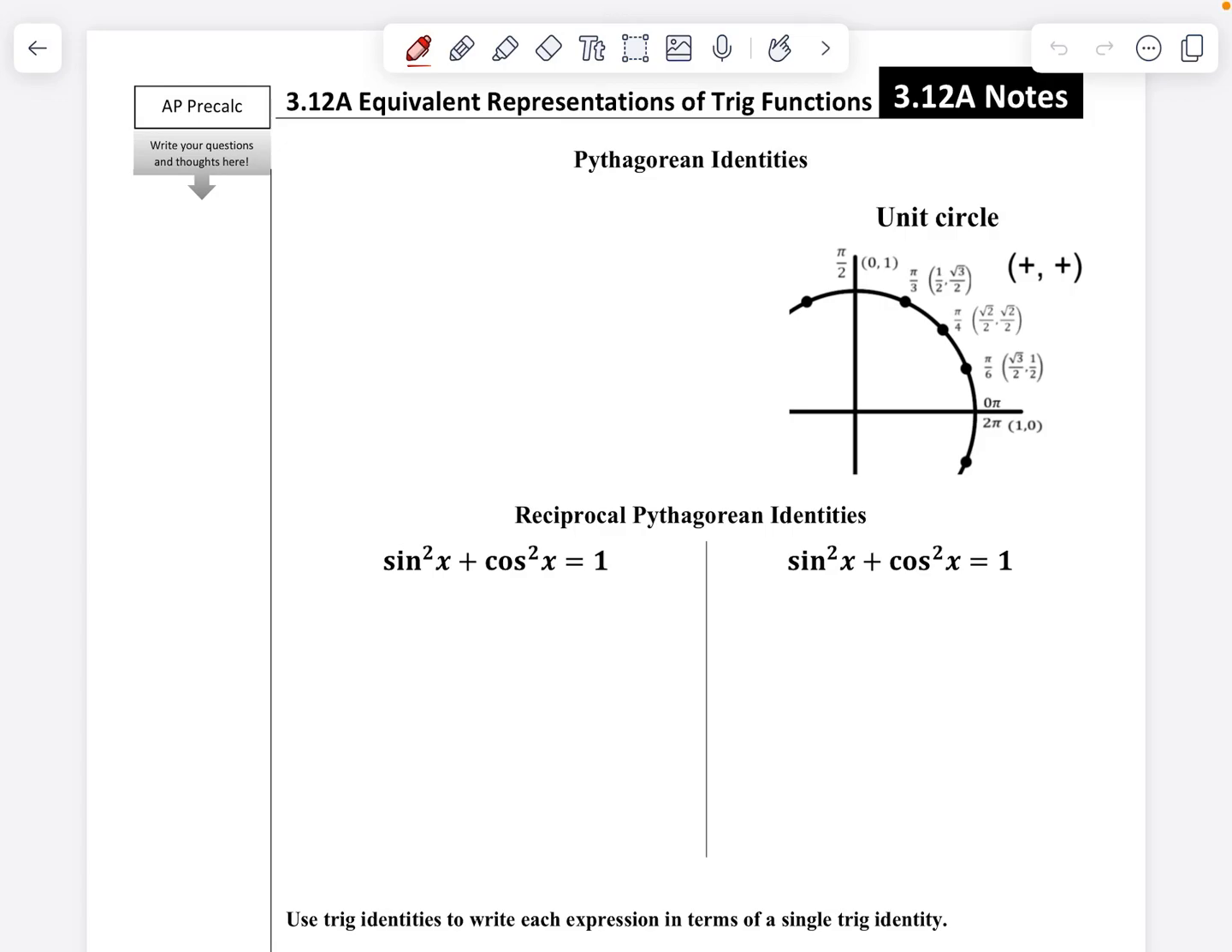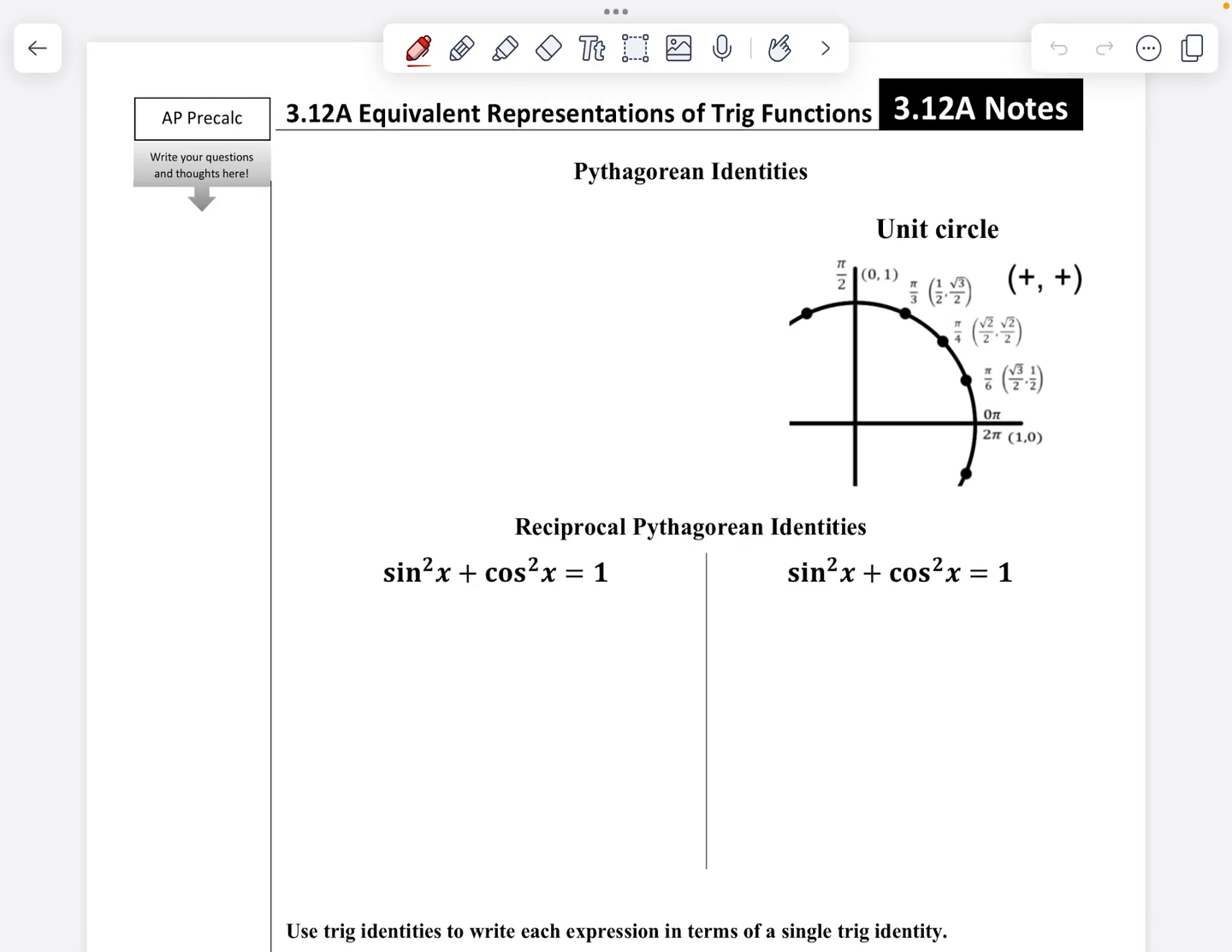All right, so today we're going to take a look at 3.12, and there are some really cool Pythagorean identities here. So a squared plus b squared equals c squared. If we were to draw a right triangle anywhere on the unit circle, the legs are cosine, sine, and the hypotenuse is 1. So our Pythagorean identity is sine squared of x plus cosine squared of x equals 1. It's our a squared plus b squared equals c squared. And now we can rearrange these.